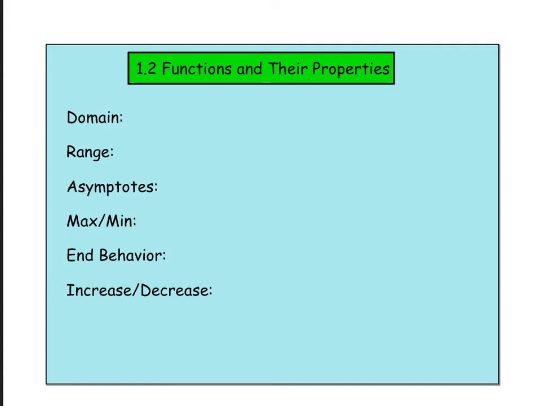When you see the term domain, some people always say x values, and that's true, but technically we need to be saying it is all possible x values. It's not just the x values that you may see on a graph or in a table, but which values of x are even possible. Is it all real numbers? Is it all non-negative numbers? Things like that. So that's domain.